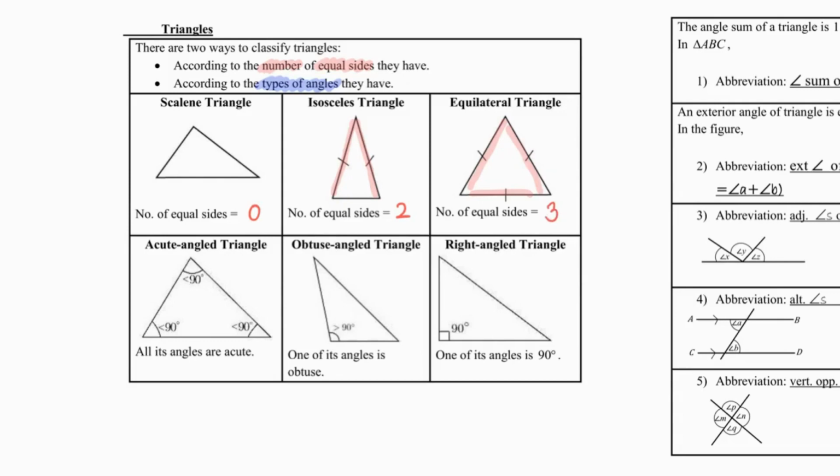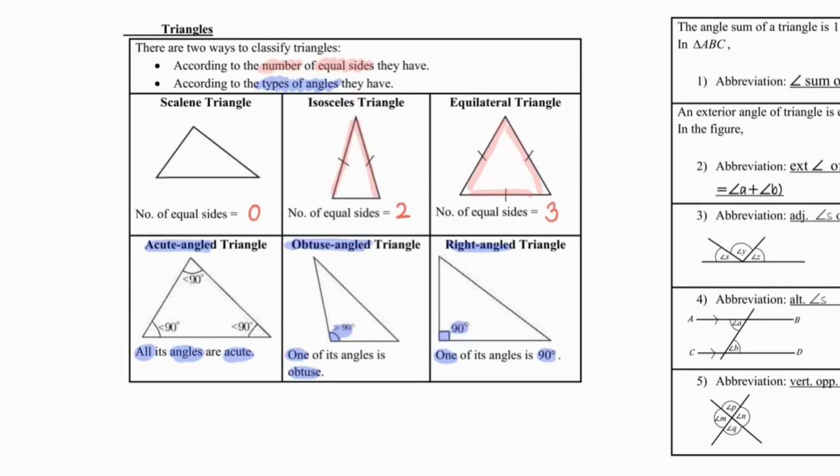Acute angle means that all of the angles are acute, or less than 90 degrees. If it is an obtuse angle triangle, 1 is obtuse, which means more than 90, less than 180. If it is right angle, so obtuse is 1 is obtuse, acute is all are acute, right angle 1 is 90 degrees.